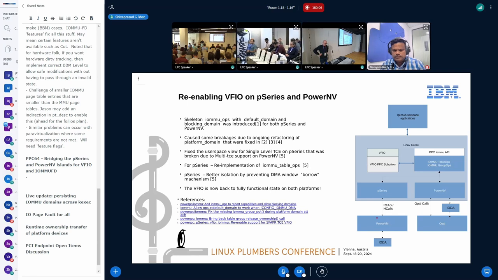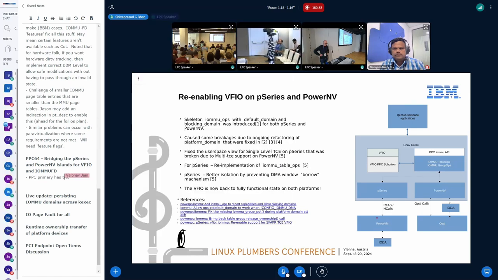It got broken gradually, and there were a couple of fixes upstream, and one from Alexey that got merged last year, which was that PPC never had IOMMU ops with default domain and blocking domain, which got introduced last year. After that, PowerNV started working, but there was some refactoring to get the platform domain. There were some breakages because of that, which also got fixed. And then PowerNV got completely working.